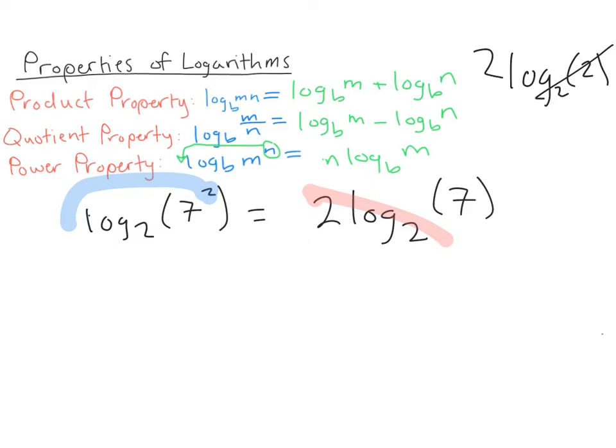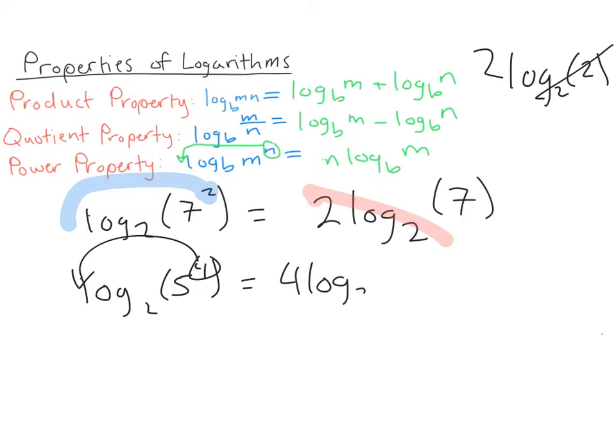Okay. Now, with that being said, since that is a fairly simple property, let's do one more and then move on. So I've got log base 2 of 5 to the 4th power. Well, that means the 4 is going to go right there. So we've got 4 log base 2 of 5. And then you're good. All right.